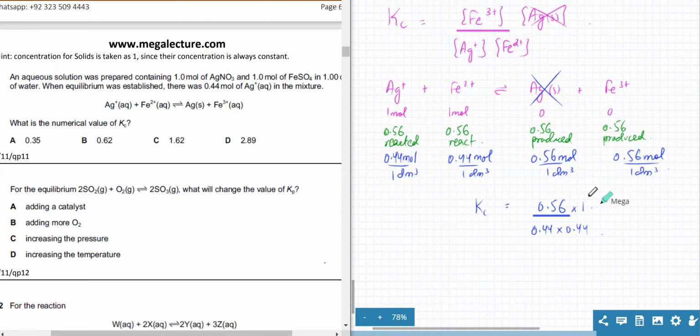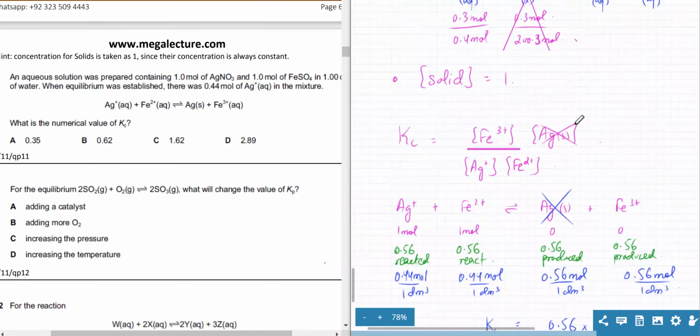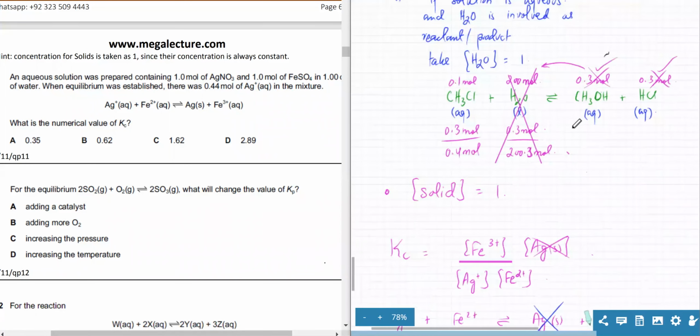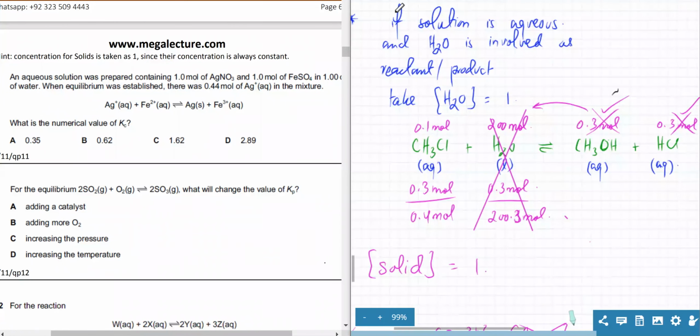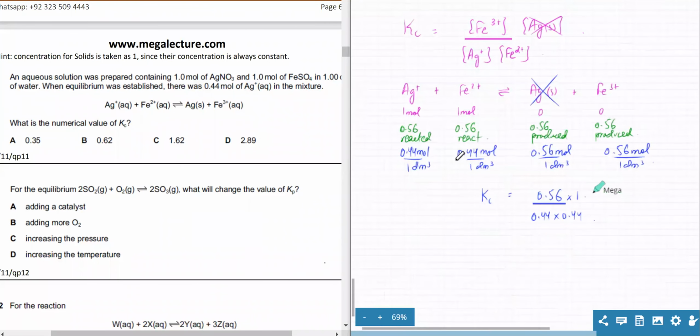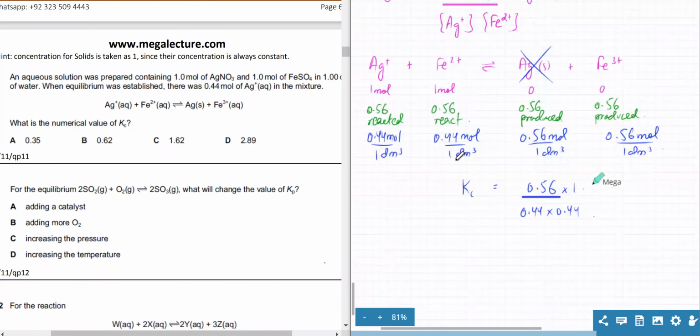Yes, sir. Okay, so just be careful with solids and be careful with this aqueous thing. Most of the questions are not on this, and be careful that you don't put moles in the expression. Always make sure that you're putting concentration in the expression.